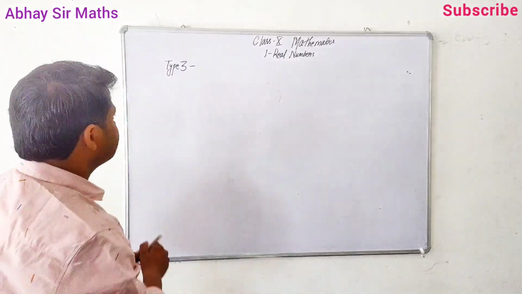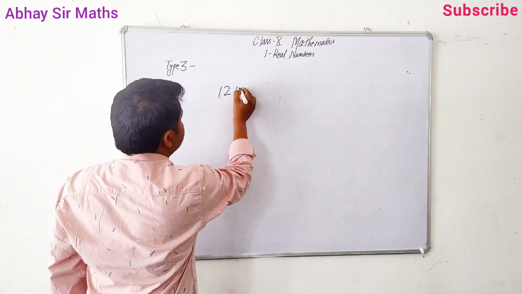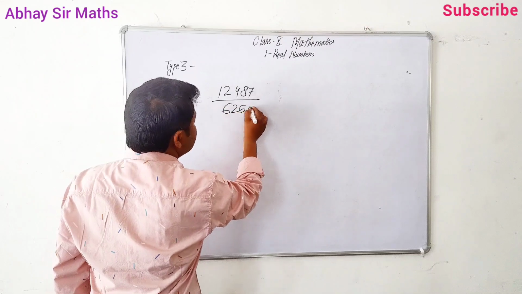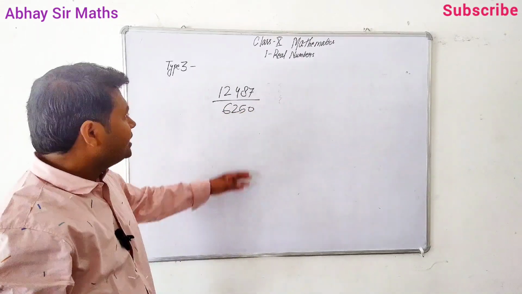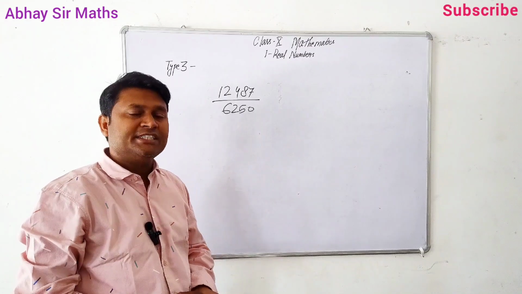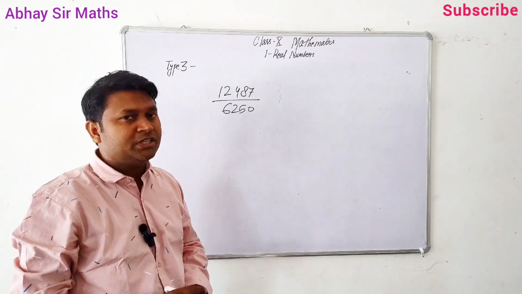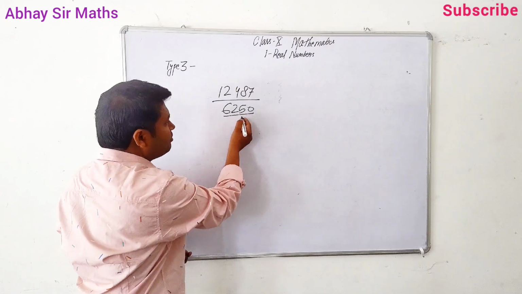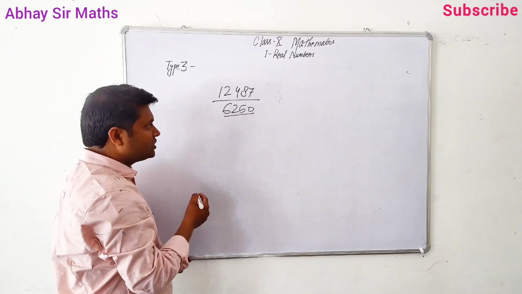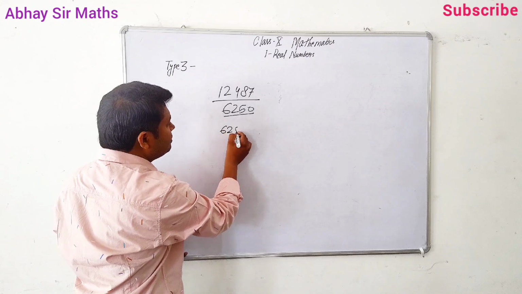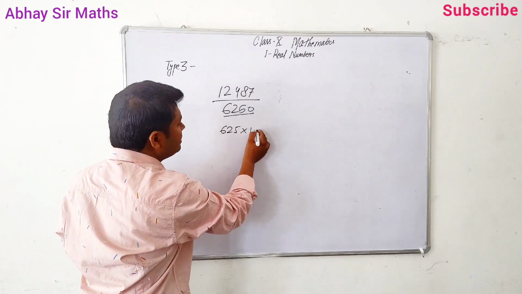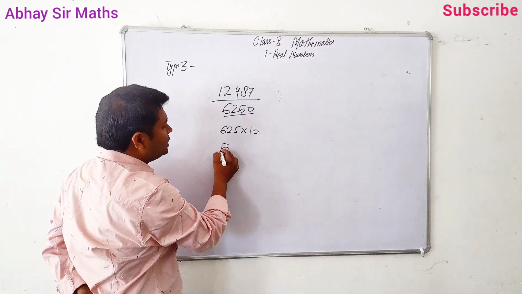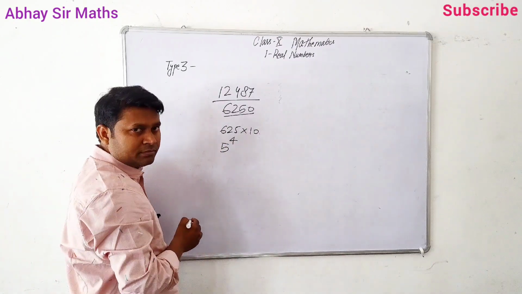Suppose the question is 12487 divided by 6250, and it is asking after how many digits this decimal expansion will terminate. So what you need to do children, इसके प्राइम फैक्टराइजेशन इसका कर लो। दिस कैन बी रिटन एज 625 मल्टीप्लाइड बाई 10, ऐसे लिख सकते हैं। So 625, as you know, it is 5 to the power 4, है ना?